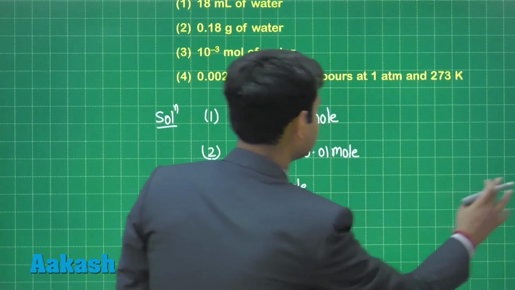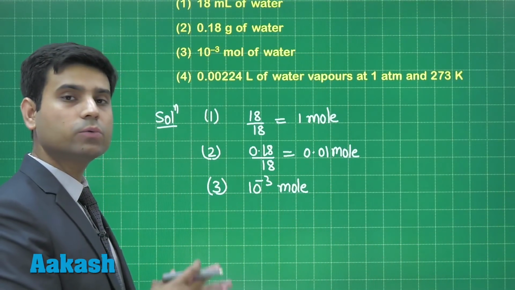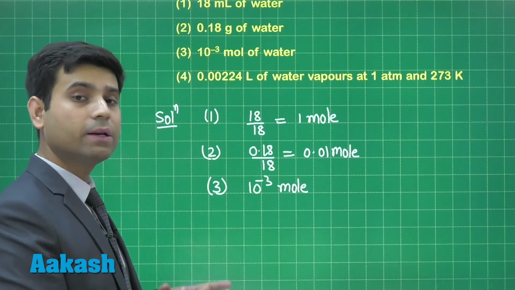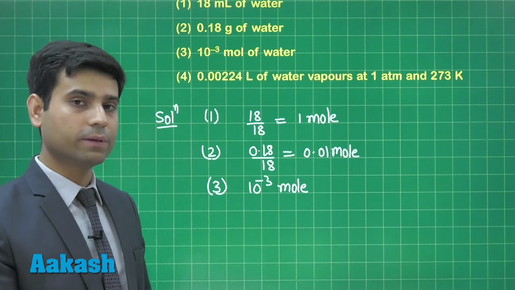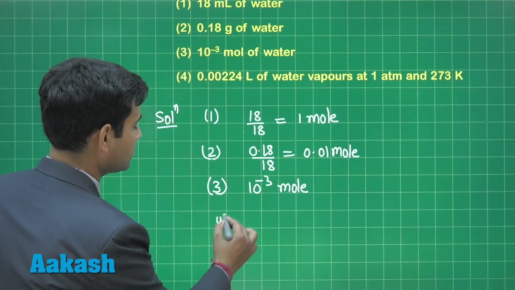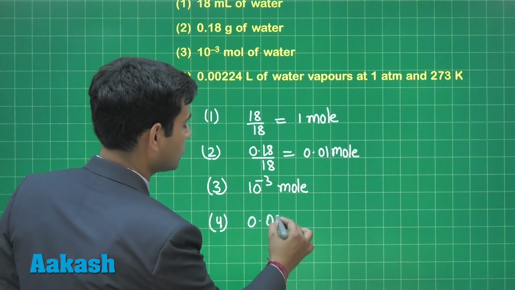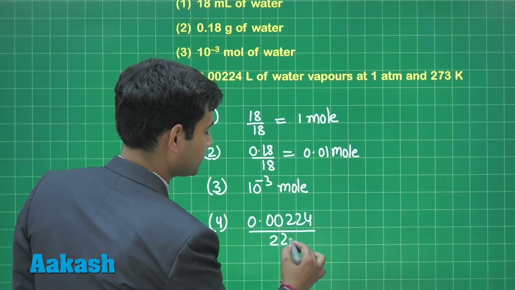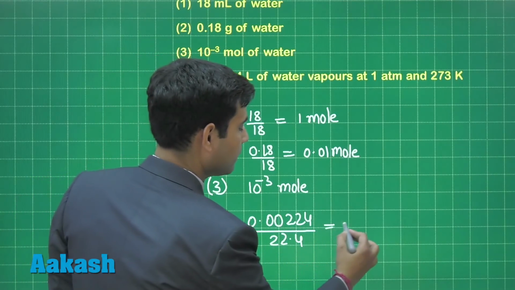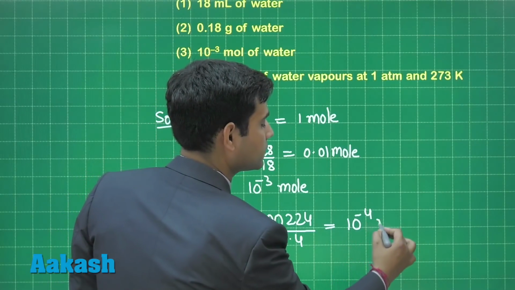And in the fourth case, we have water vapors at 1 atmosphere and 273 Kelvin temperature. Here we know that 22.4 liter is the volume of 1 mole of the gas. So in the fourth case, we'll have 0.00224 divided by 22.4, that will be equal to 10 to the power minus 4 moles.